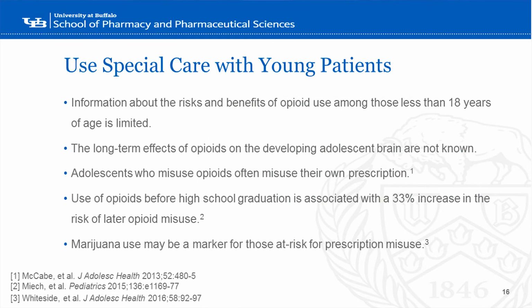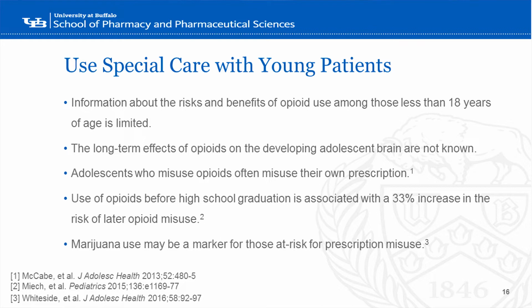Use special care when treating young individuals. We really don't know what the impact of an exposure to opioids has on the developing brain. So the risk-benefit ratio of opioid use among those under 18 is often pretty limited. We don't know what the long-term consequences are of these medications. We know that adolescents who misuse opioids often misuse their own prescription.